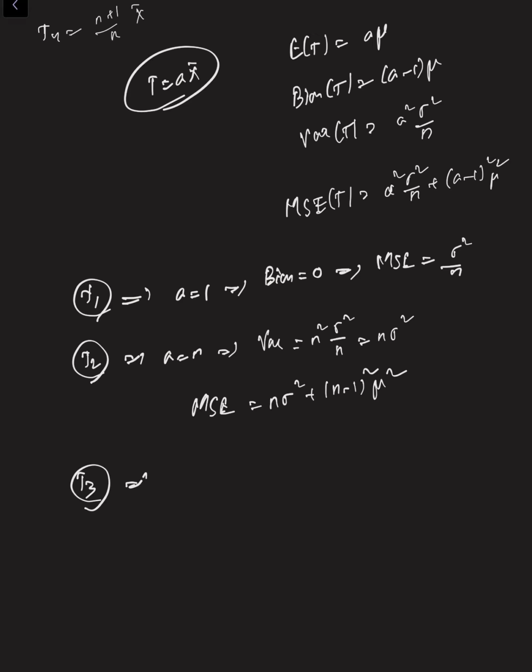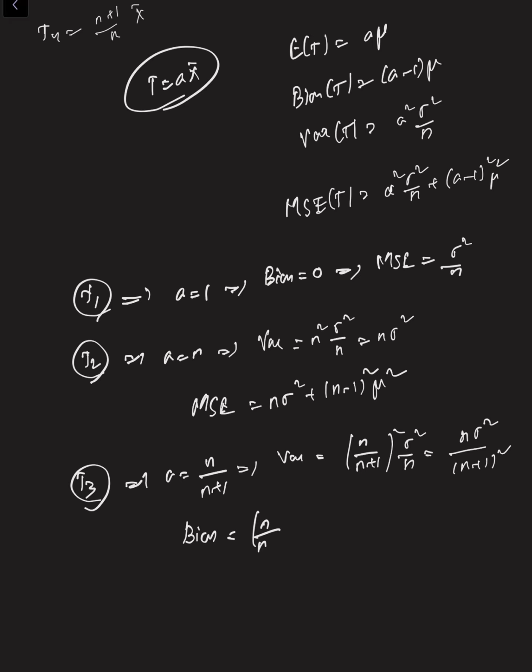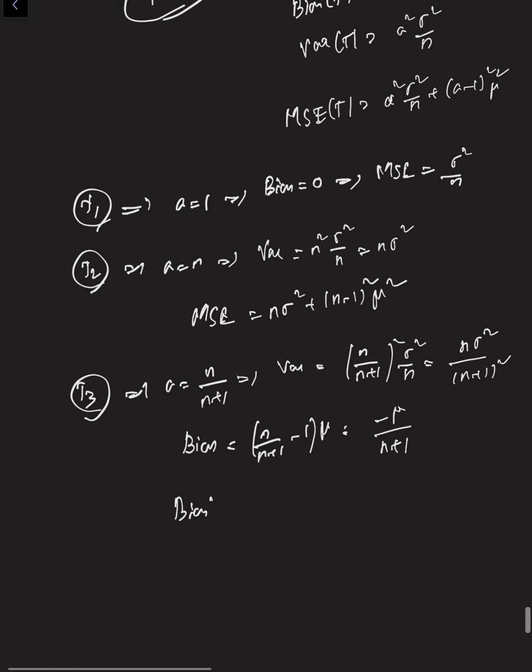Now for T3, the same way, A is nothing but n by n plus 1. So that means the variance is nothing but n by n plus 1 whole square sigma square by n, which is n sigma square by n plus 1 whole square. So that means the bias is nothing but n by n plus 1 minus 1 times mu, which is minus mu by n plus 1. So that means bias square is mu square by n plus 1 whole square.